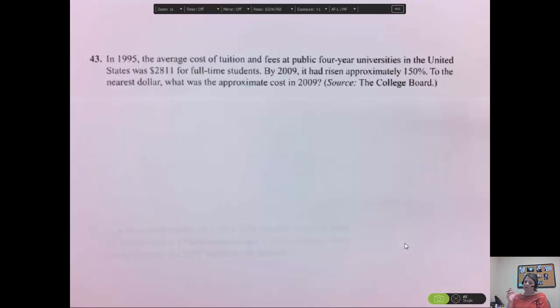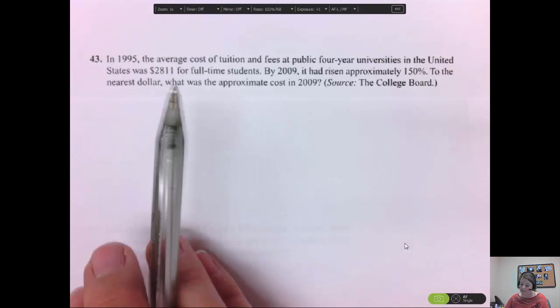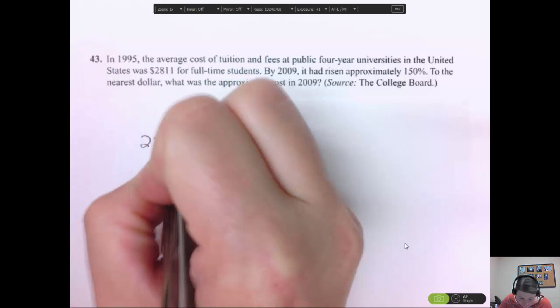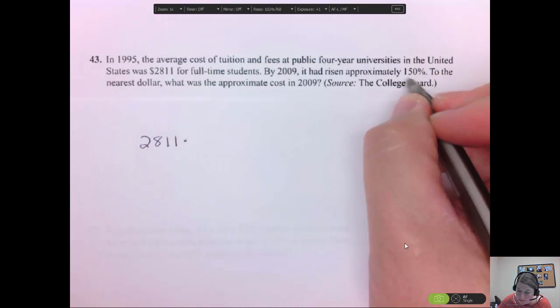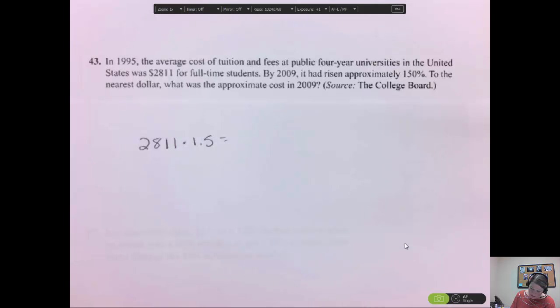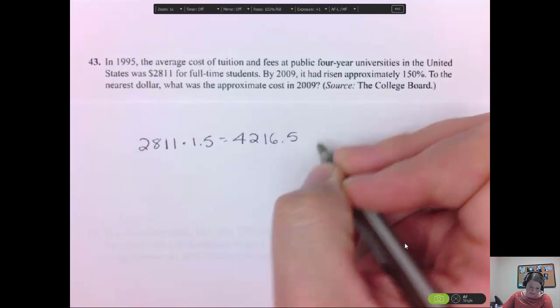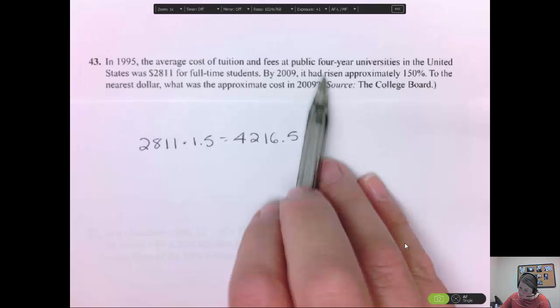So let's think about what 150% means. You could think through that and think, well, I need 100%, which would be this full amount, plus the 50% more. The way I think about it is if I have 2,811 and I times it by the percent, which I move the decimal two places, which would make 1.5, what would that give me? Well, let's see. So 2811 times 1.5, that's going to give me $4,216.05. That is 150% more.